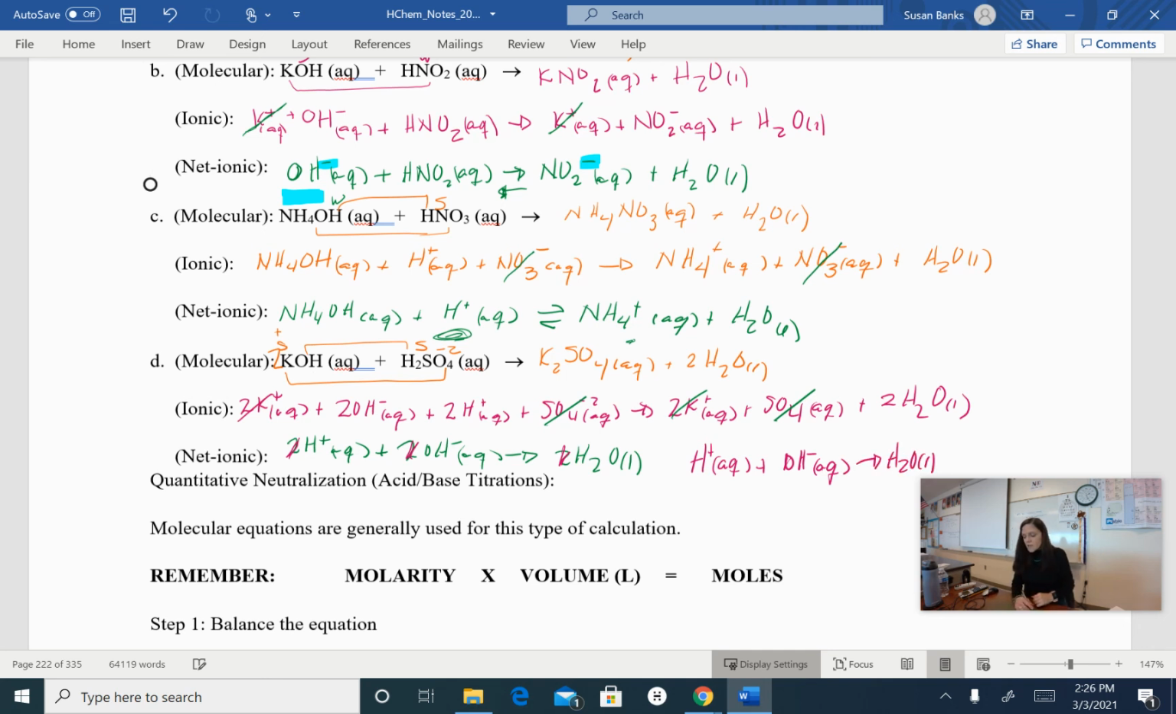Okay? So that is how we determine net ionic equations with acids and bases, whether they're weak or strong, and how we determine what the net ions are that are really part of that ionic equation and that equilibrium.